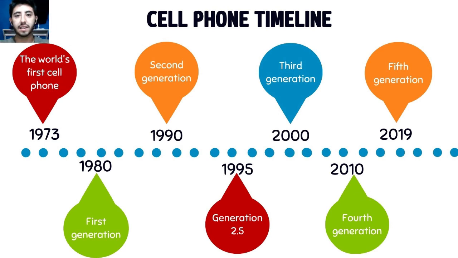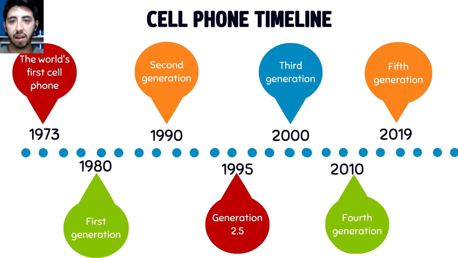Second generation. The second generation of cell phones was born in 1990. These cell phones used the Global System for Mobile Communications and much larger transmission frequencies than those of the first generation. This represents a step towards the digitization of cell phone communications. Aspects such as voice quality and security levels were also improved.